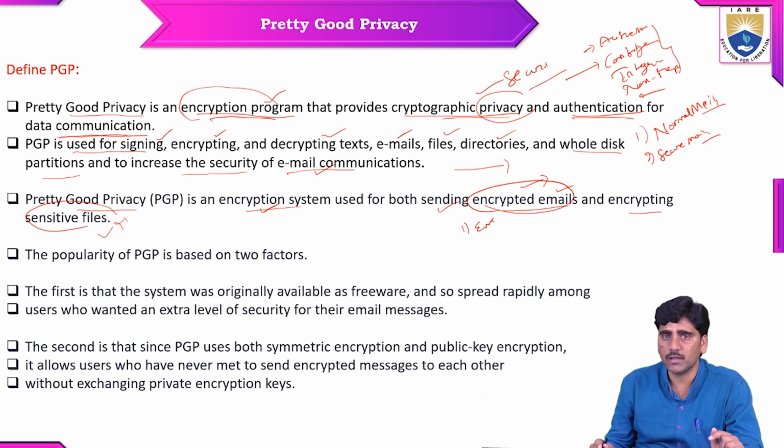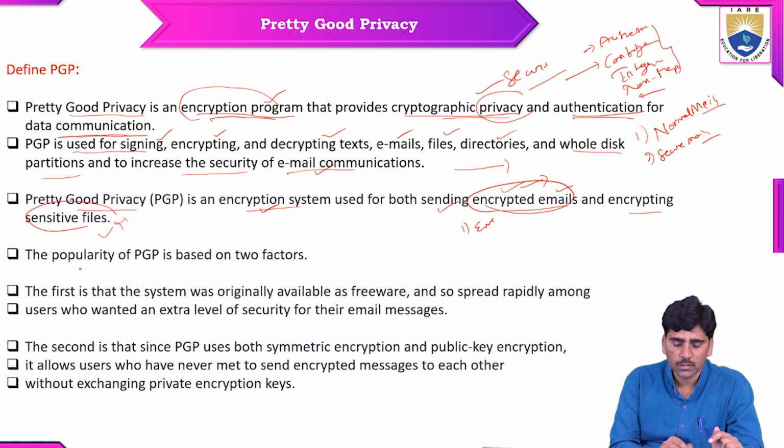That encryption system is used for both sending encrypted mails as well as encrypting sensitive files, so that a third-party user cannot access these mails or these files. He can access these files only by applying the decryption process. Without applying the decryption process, without knowing the decryption key, he or she cannot log in to the mails, cannot view the mails, or view the files either. So the popularity of PGP is based on two factors.